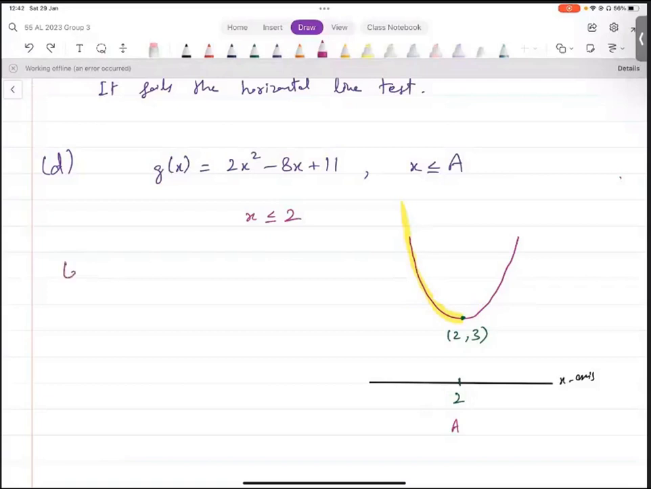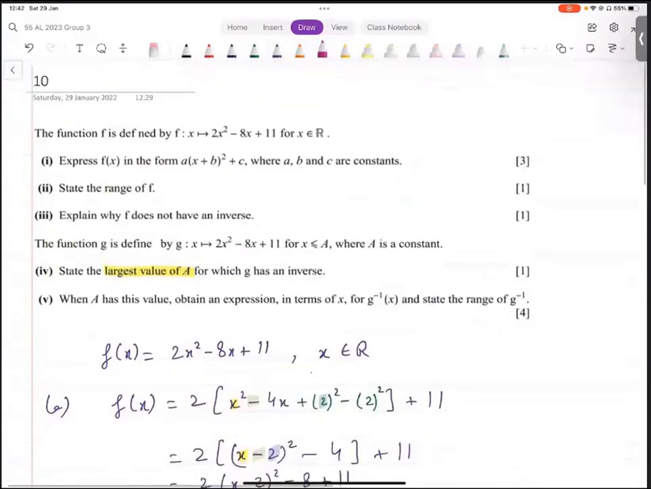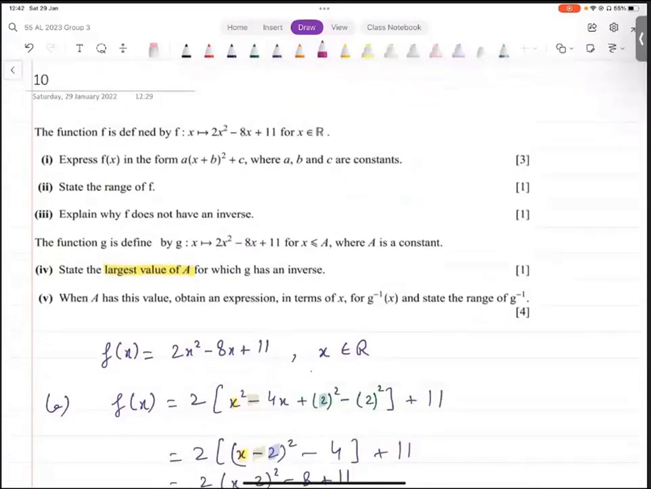So the largest value of A that you write here therefore is equal to 2. This is going to be your result here, your answer here. कि आप 2 तक जा सकते हो, उसके आगे नहीं, उससे आगे नहीं जा सकते. So generally when you have a problem like this, यहाँ पे उसने smallest value of something पूछी हो such that the function has an inverse, the largest possible value पूछी हो such that the function has an inverse, generally it's going to be the turning point.